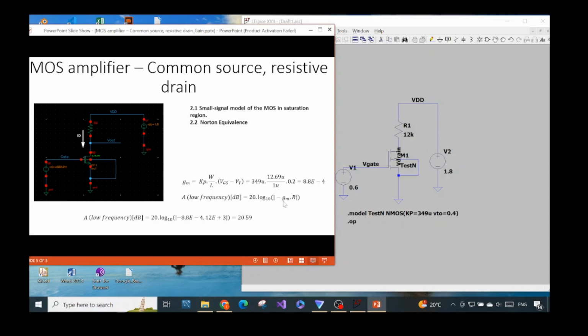Again, if you want to know how to derive those formulas, please refer to my theory video of the common source resistive drain that I explained in the Cadence series. Please watch it. In this video, I will just emphasize the difference. So we already have the gm. We plug the gm into here, and the R here means the resistance at the load, or at the drain of the MOS. We plug in the values, this is our gm and this is our resistor at the drain, and we find the value is 20.59.